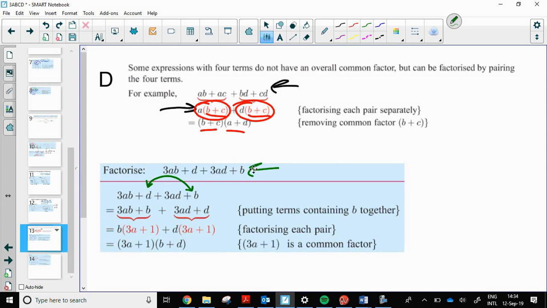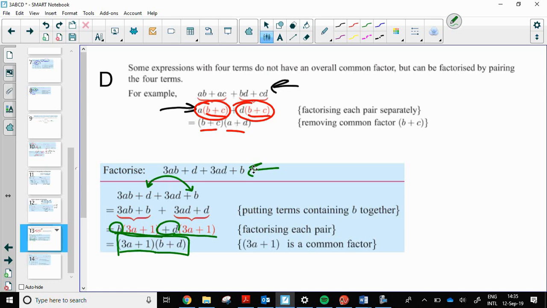Now the first two terms both have a b in them. So we can factor that out, leaving behind a 3a plus 1. The next two terms both have a d in them. So we can factor that out, leaving behind a 3a plus 1. Ah, both of them have a 3a plus 1. So we can factor that out, leaving behind a b plus d. And that's a final answer.